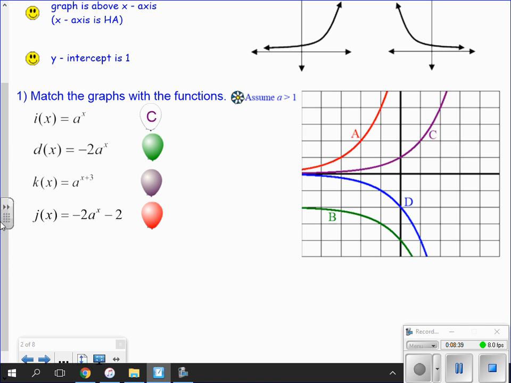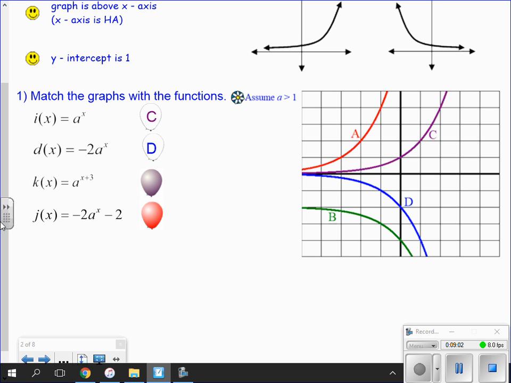And then I look at, okay, if I put 0 in for x, a to the 0 would be 1 times -2. That will give me where it goes through there on D, which is -2. And then if I look at the next one, a to the x plus 3.